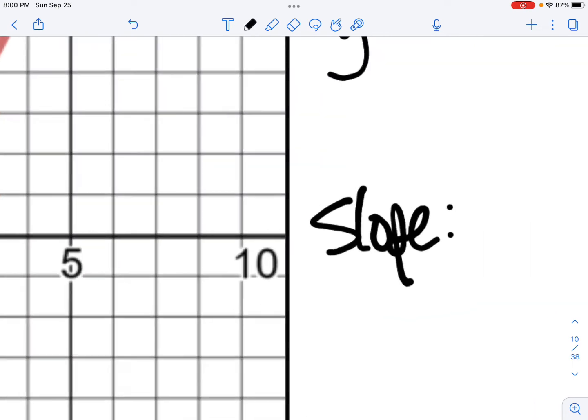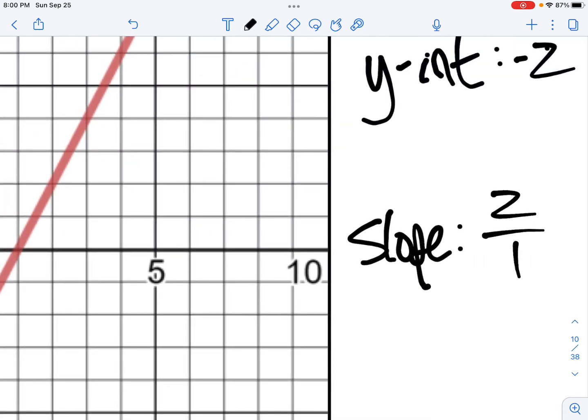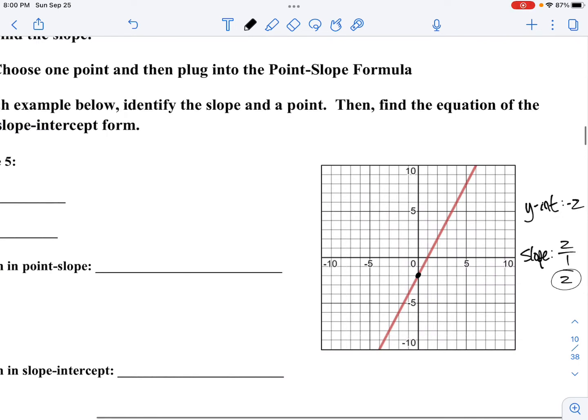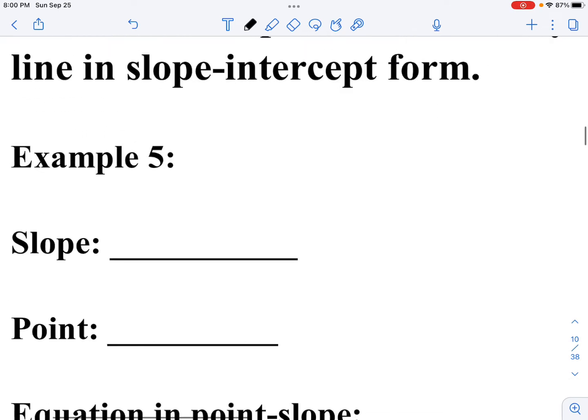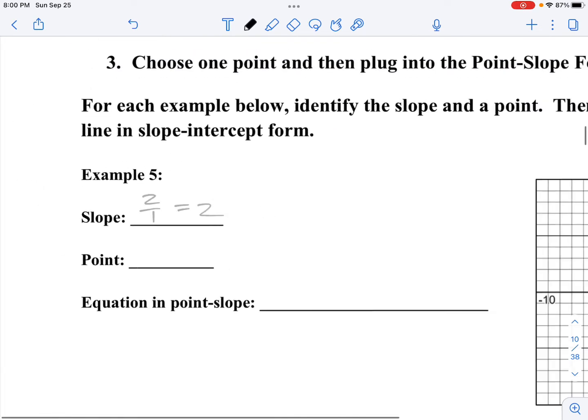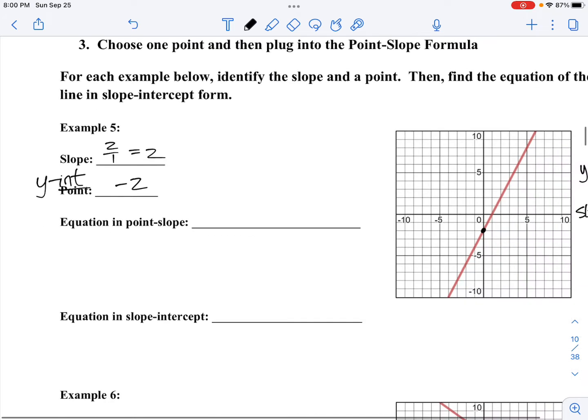So in that case, that means that my slope is 2 over 1, which is 2. 2 divided by 1 is 2. And so that is what I'm going to put over here. My slope is 2 over 1, which is 2. My point I'm going to use is my y-intercept, and that was negative 2. So I'm going to skip this point slope. We'll get to that a little bit later.